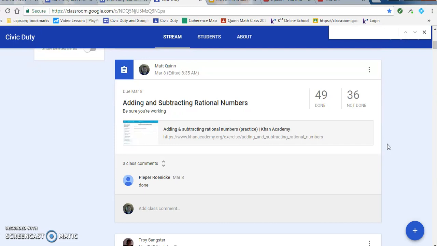And it also plays into civic duty itself. There's lots of opportunities to add and subtract rational numbers, and I'm hoping that we can take some basic calculation practice and use it, and hopefully it'll cross over into our big ideas.